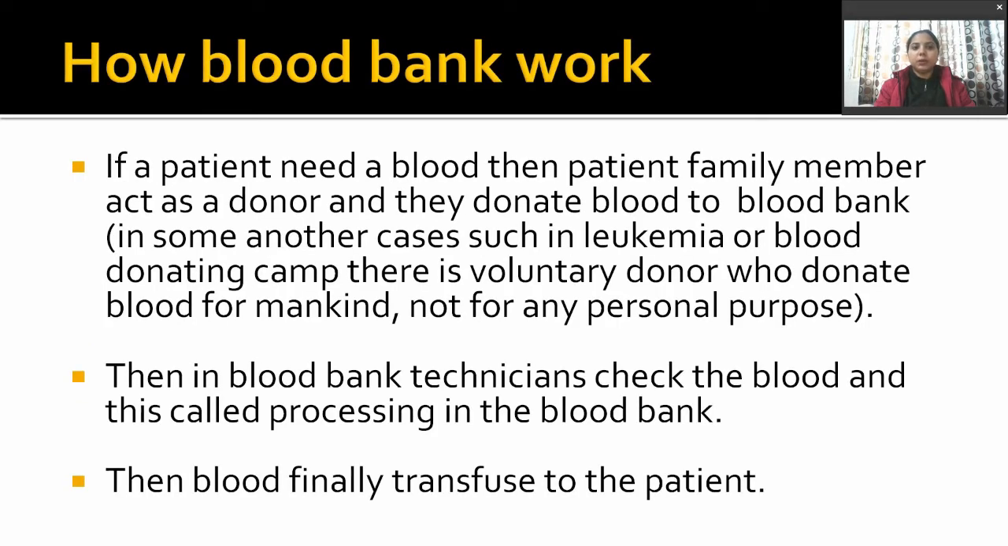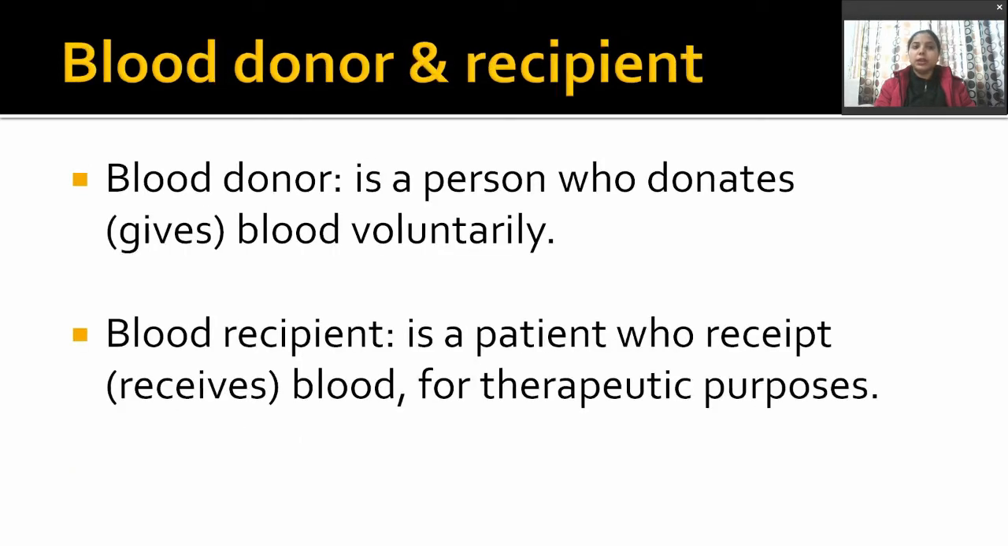Now, how does a blood bank work? If a patient needs blood, then the patient's family members act as donors and donate blood to the blood bank. But in some other cases, such as in leukemia or blood donation camps, there is a voluntary donor who donates blood for mankind, not for any personal purpose. Then in the blood bank, technicians check the blood and this is called processing in the blood bank. Then finally the blood can be transfused to the patient.